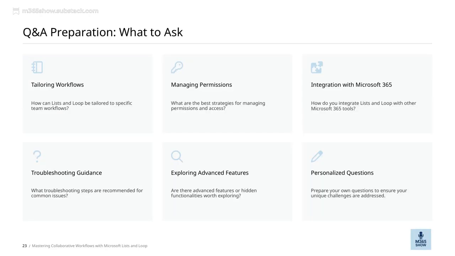Now, as we prepare for your Q&A, it's important to think about the questions you'll want to ask. This is your chance to address your specific challenges and make the most of this session. Let's start with personalized questions. Are there advanced features or hidden functionalities within Microsoft Lists and Loop that you're curious about? Exploring these can uncover new ways to boost your productivity. Next, consider troubleshooting. What steps do you recommend when facing common issues? Having a clear troubleshooting guide can save you time and frustration.